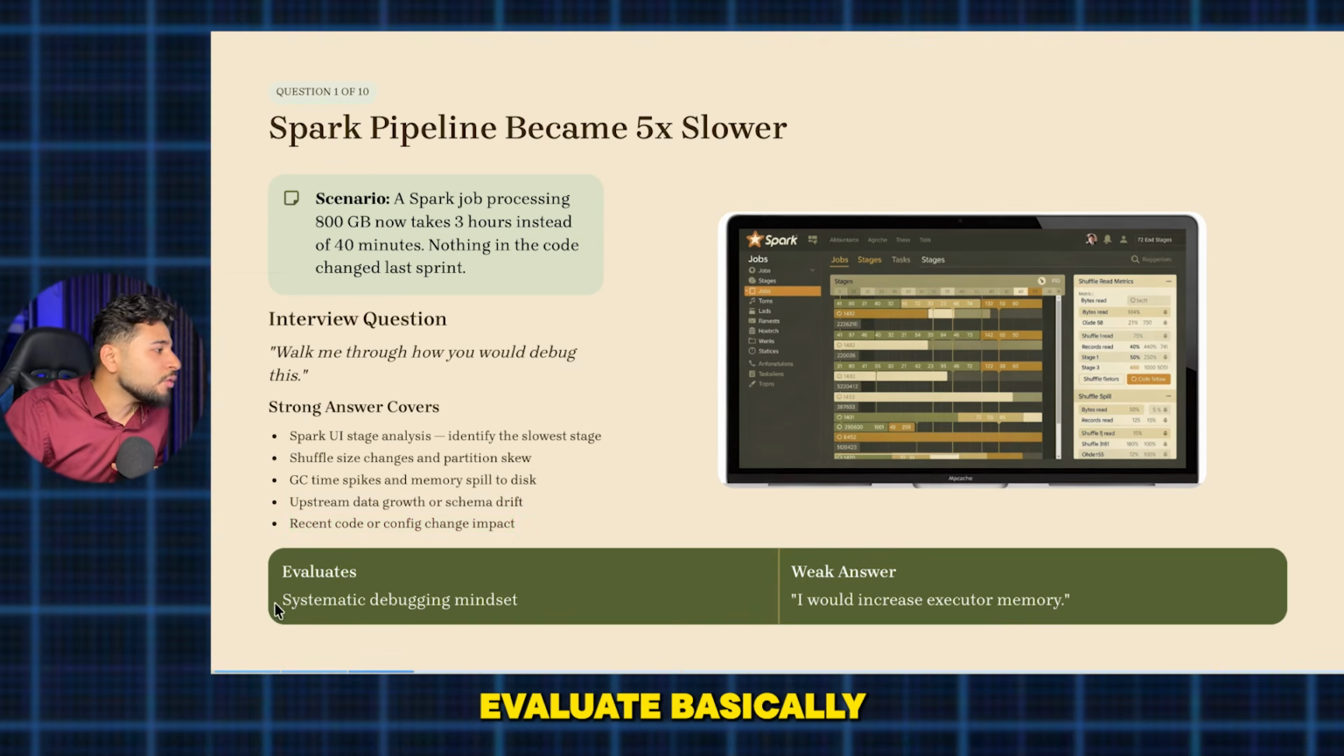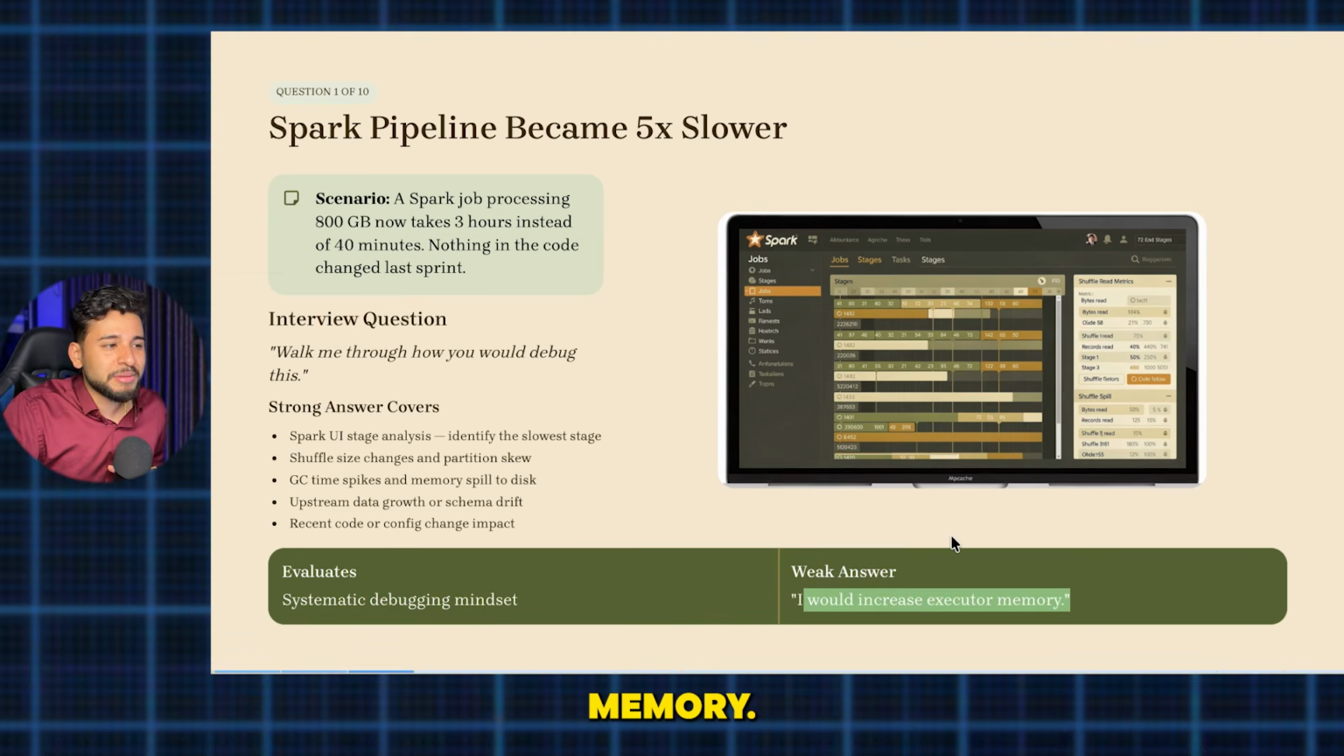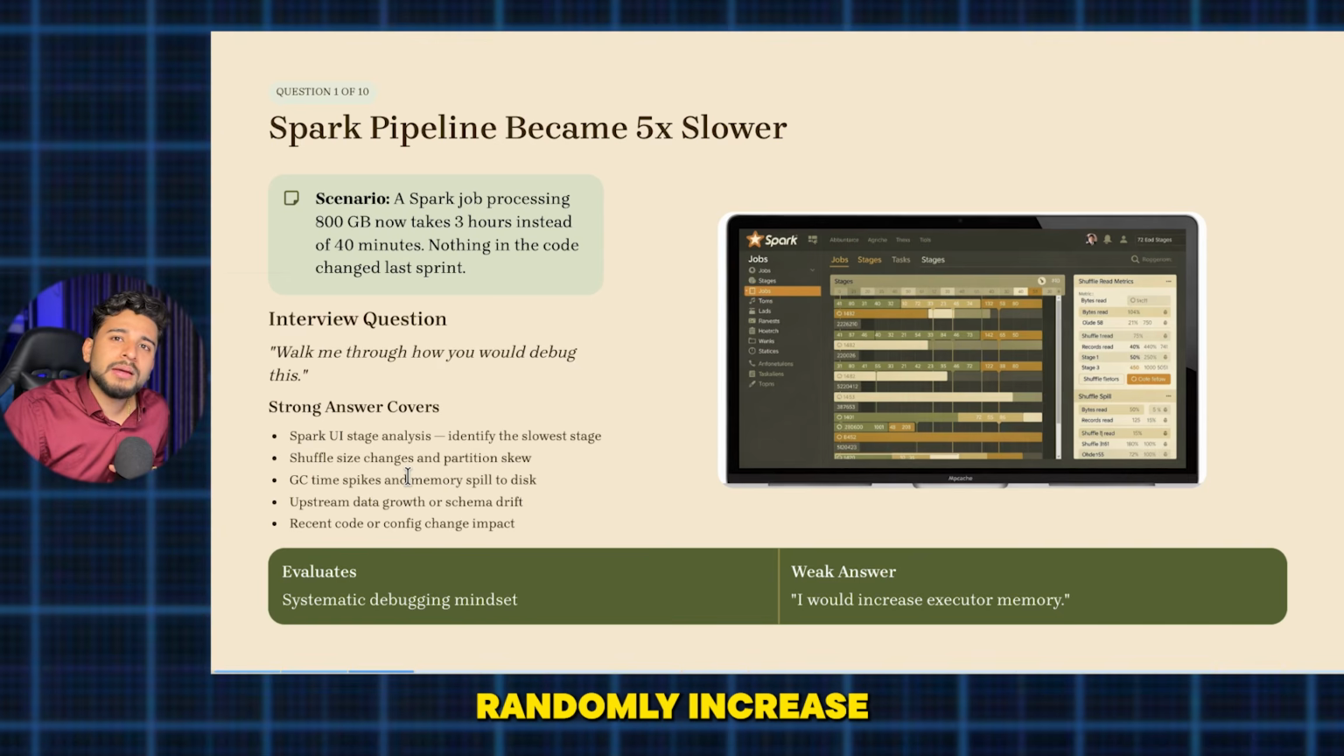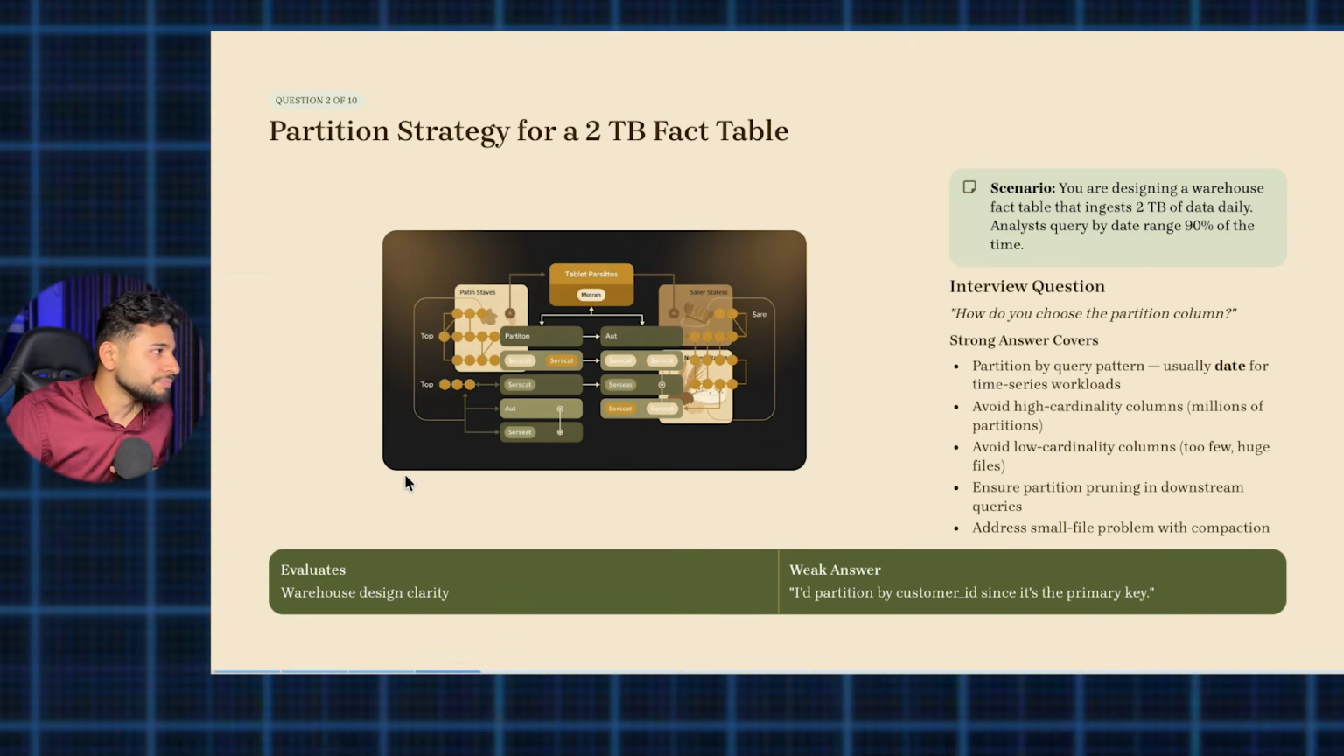So this will evaluate my systematic mindset, and the weak answer will be just increase the executor memory. I have seen these kinds of answers, where people are not debugging, people are just saying increase your memory. It will cost you also. If I increase the memory 100%, it will cost me also. So I cannot just randomly increase the executor memory. That is not how things happen.